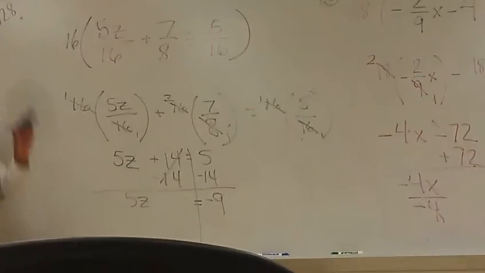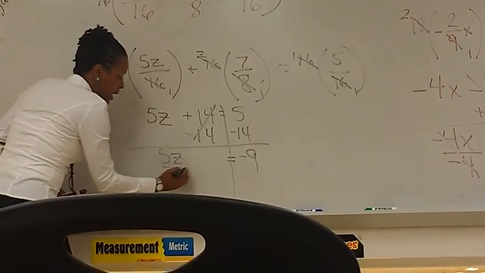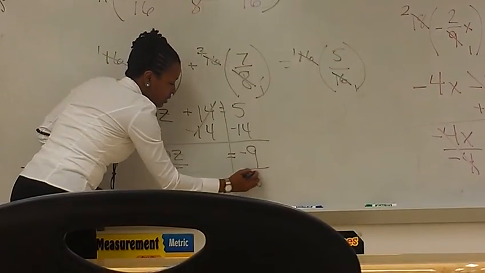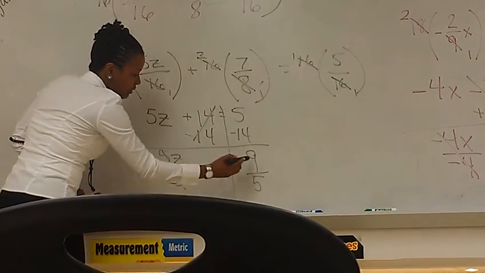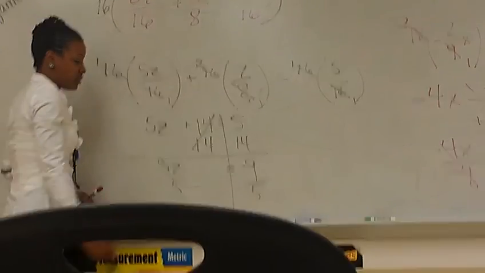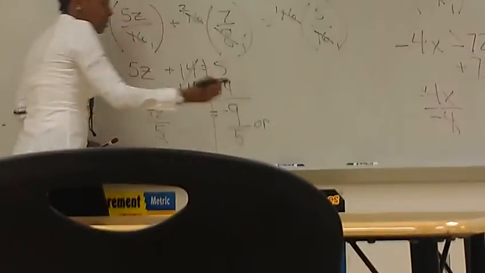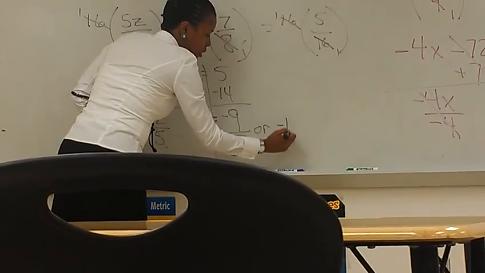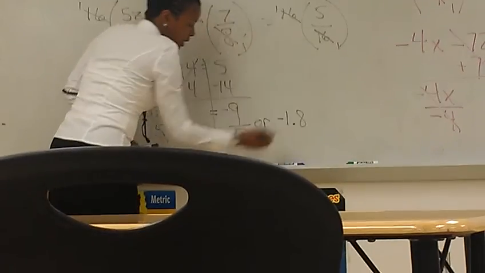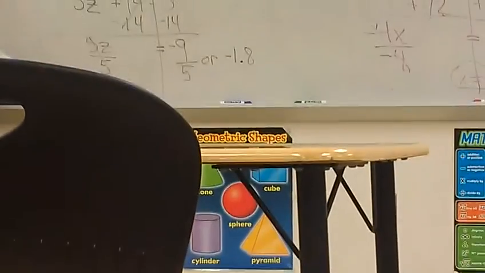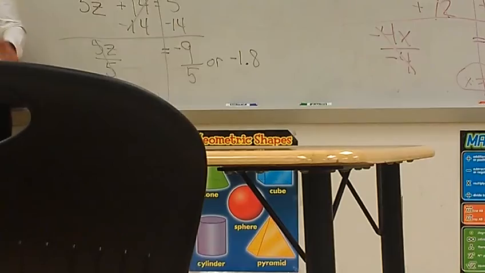Now what? You divide by 5. These cancel. You could leave it like this, negative 9 over 5, as your answer. Or z equals negative 1.8. Repeating or just 1.8? Just 1.8. All right. Okay? You guys got it. I'm going to let you try.